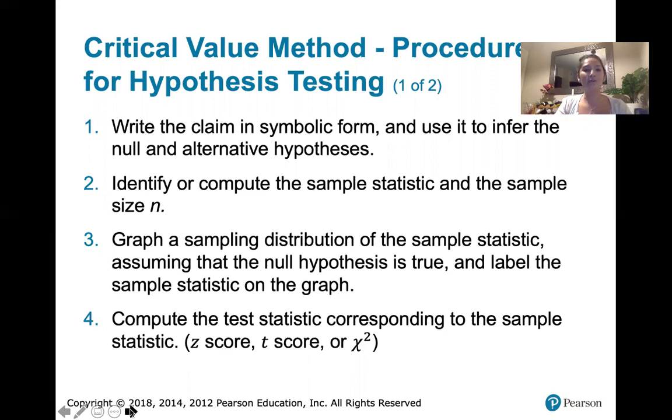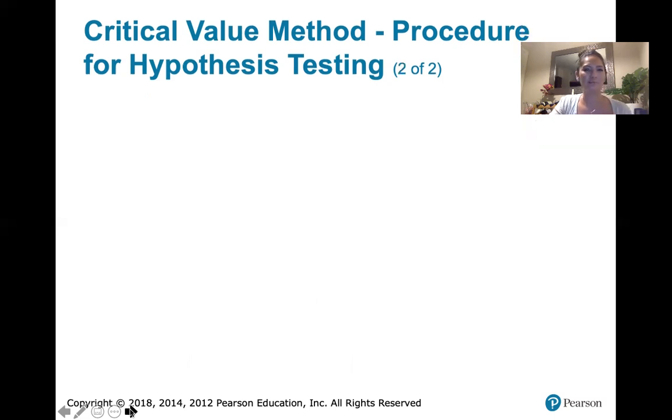Okay, so in order to do that, we need to go from that sampling distribution of the sample statistic to a corresponding distribution whose areas we know. So to do that, we always go from our sample statistic to a test statistic corresponding to that sample statistic. So you're going to use a z-score when appropriate, a t-score, or a chi-squared value, depending on the type of problem that you're working on.